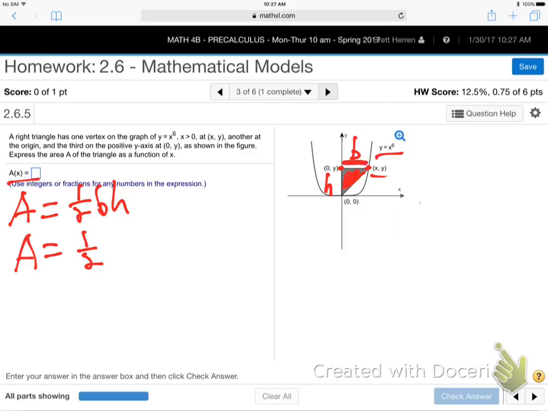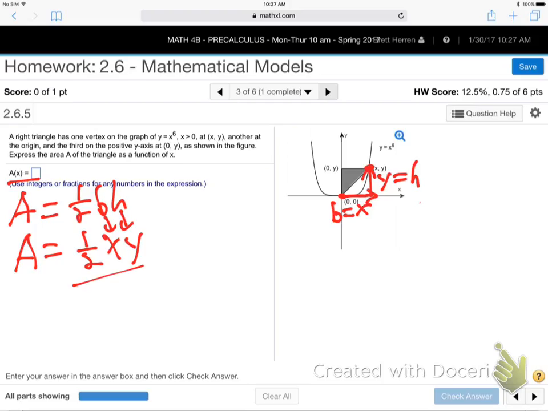Here's the base. How far is that? That's the x-coordinate. Whenever you have an (x, y) coordinate, x is how far it is from the origin over to that point, horizontally. That's the base, isn't it? So the base is just x. And what's the height? It's y. The y is the height, isn't it? Does that make sense there?